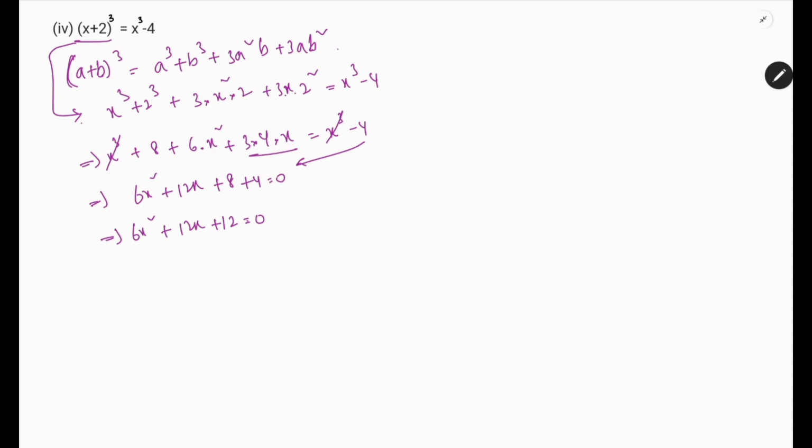Is this in the form of ax square plus bx plus c equal to 0? So it is in the form of this. Okay, we have x square, we have x, and the constant term. So this is a quadratic equation.